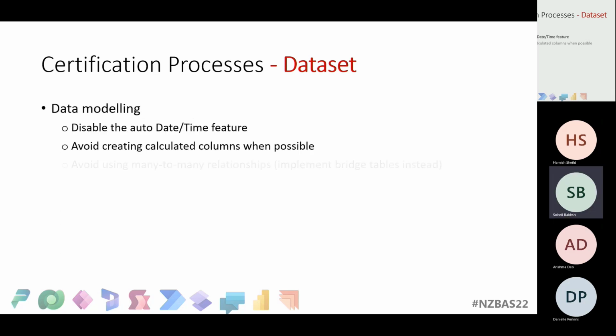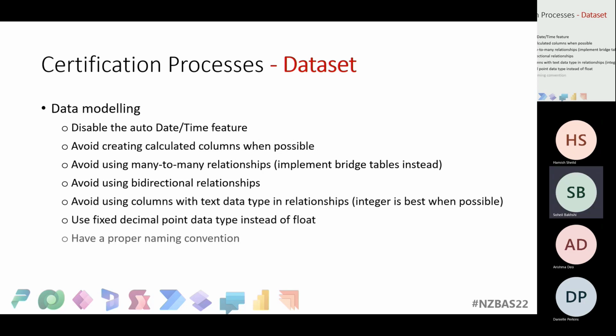Okay, next, data modeling. Disable auto date/time feature. Okay, so this list is a really massive list. It can be an 800, 900 page book. So I just cherry-picked some. But if you are thinking about content certification and certification processes, organizations must have at least a checklist that someone goes through for every single solution that is going to be certified, and it must meet all the requirements.